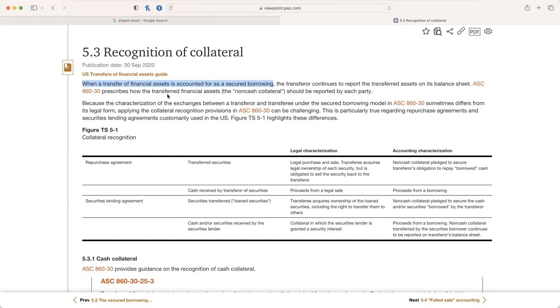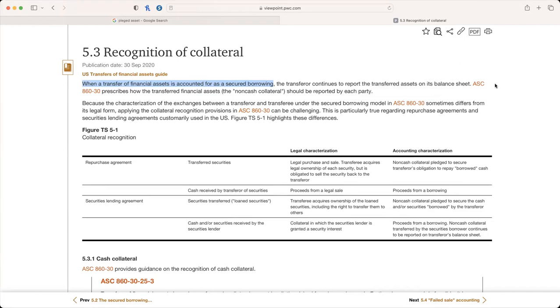So when you're looking at this, it says when they transfer, because remember, we transfer the financial asset to them, and then it's accounted for as secured borrowing. They are the ones borrowing. It says the transferor continues to report the transferred assets on his balance sheet. So we don't have a balance sheet. I'm just making this really clear for you.